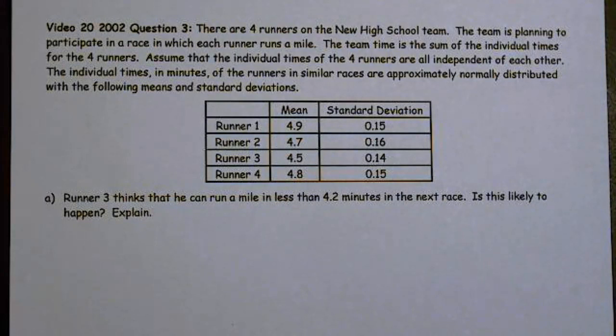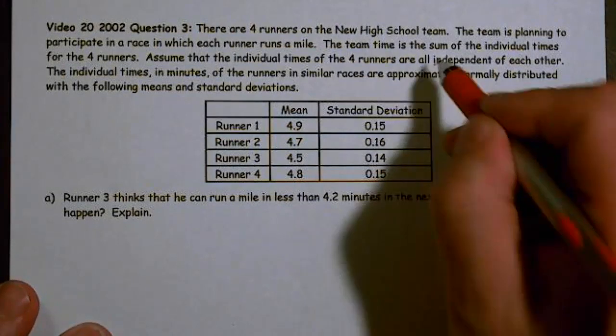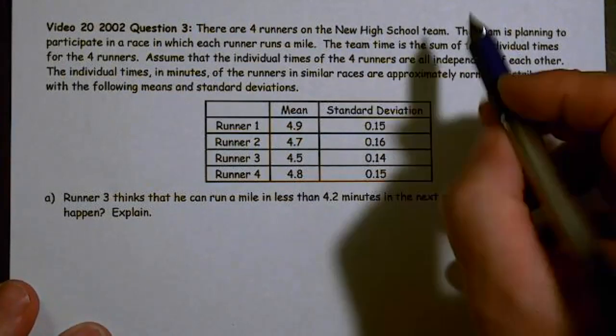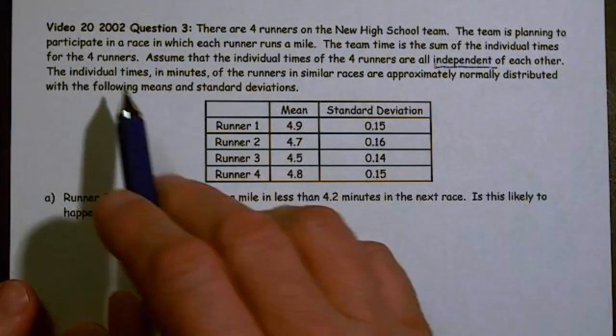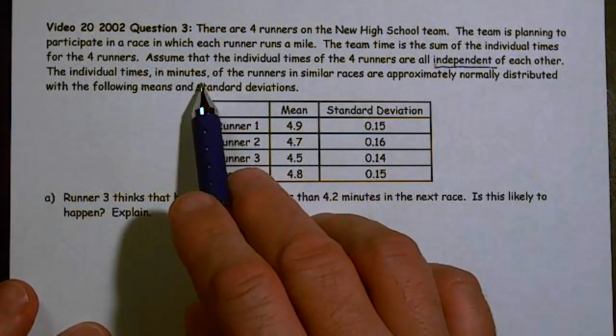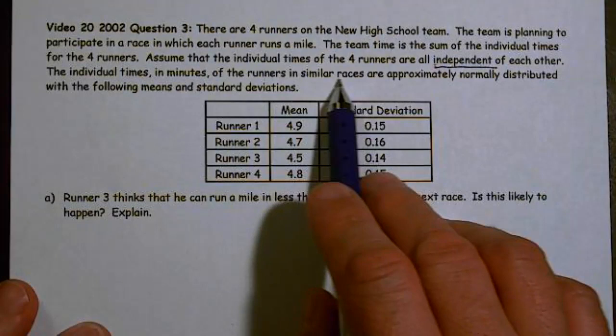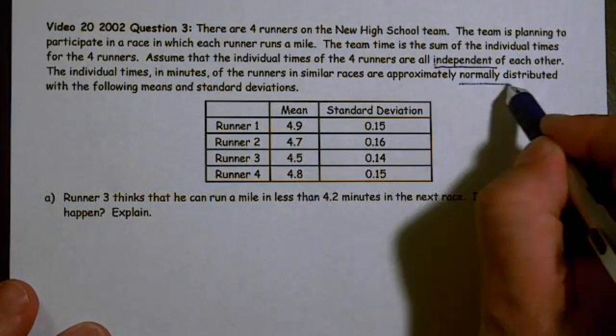There are 4 runners on the new high school team. The team is planning to participate in a race in which each runner runs a mile. The team time is the sum of the individual times for the 4 runners. Assume that the individual times of the 4 runners are all independent of each other. This will be important; we'll talk about this in a moment. The individual times in minutes of the runners in this race are approximately normally distributed.